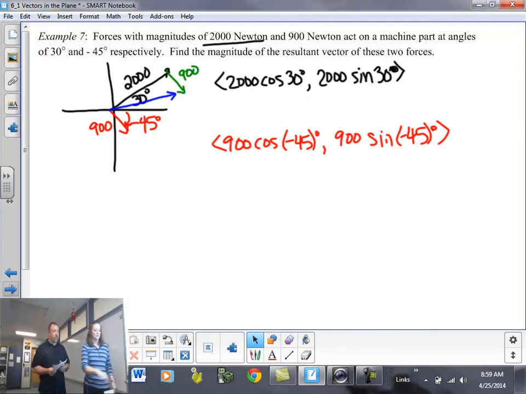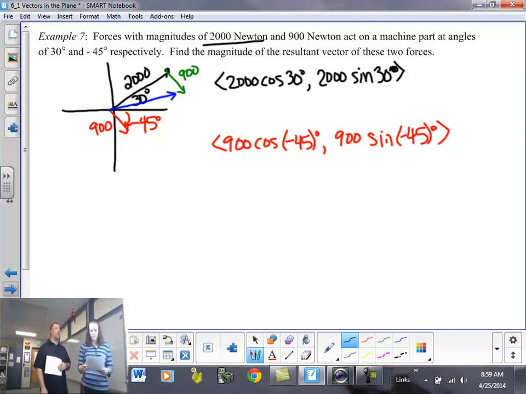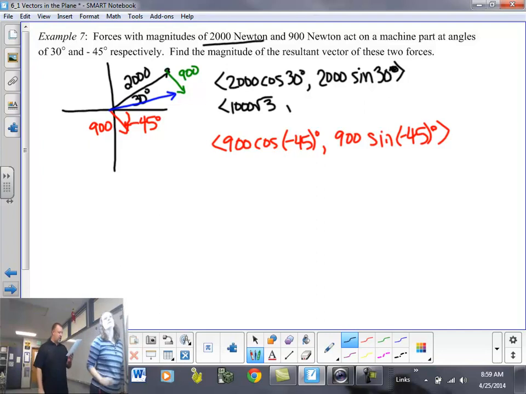Okay, so how do we do this? Well, if we're going to do this by hand and finish this up, we could go ahead and simplify this because we're supposed to know sine of 30 and cosine of 30. Cosine of 30 is root 3 over 2, and when you multiply it together, you get 1,000 root 3.